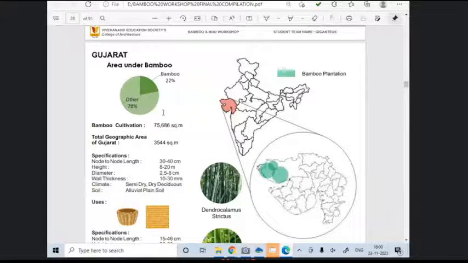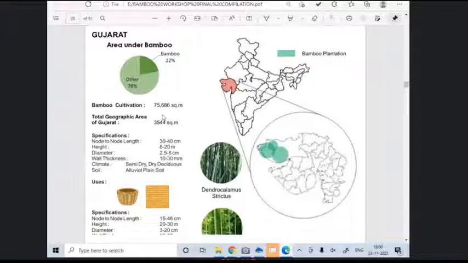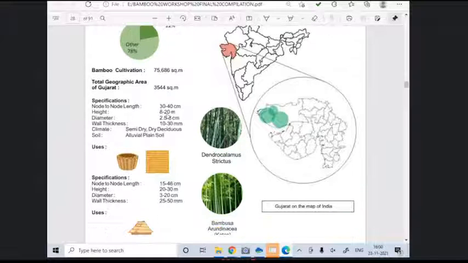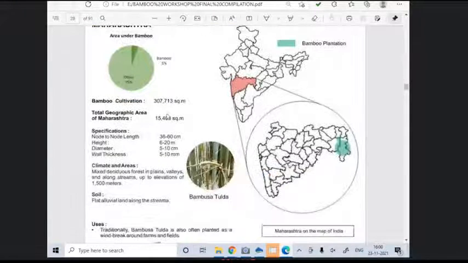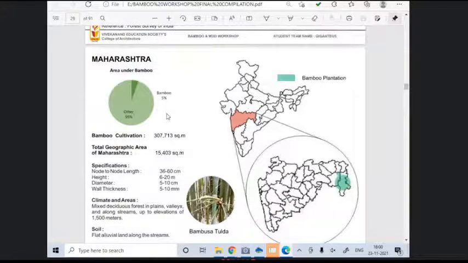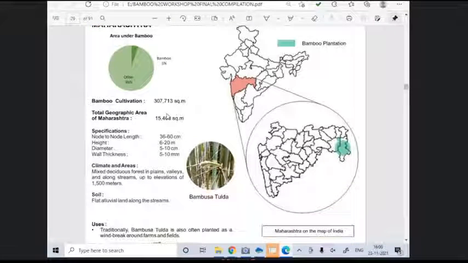In Gujarat, we found that there were two species, Dendrocalamus strictus, and there was also 20% of bamboo plantation in Gujarat. So we have the Gir forest, and around that region we have the bamboo plantation also. So coming to Maharashtra, Maharashtra was the state with the most diversity in bamboo species. We have 13 species coming from the state of Maharashtra in comparison to one or two species prominently found in other states.